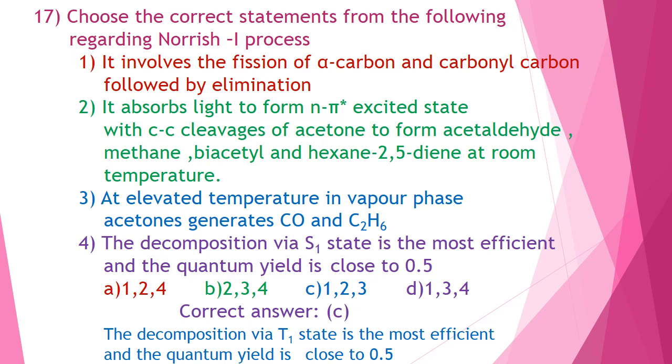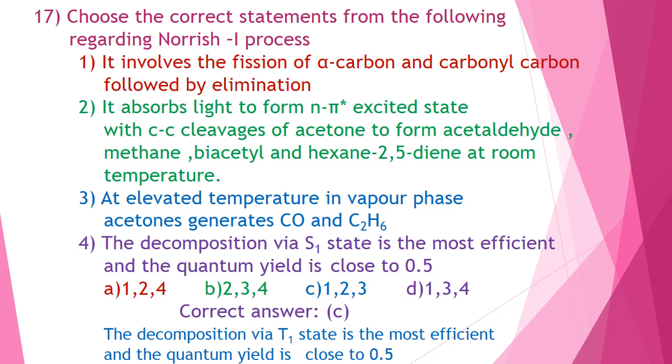Question number 17. Choose the correct statement from the following regarding the Norrish 1 process. A. It involves the fission of alpha carbon and carbonyl carbon followed by elimination, and it is correct. B. It absorbs light from the n to pi star excited state with C-C cleavage of acetone to form acetaldehyde, methane, biradical and hexane-2,5-diene at room temperature. It is also correct.